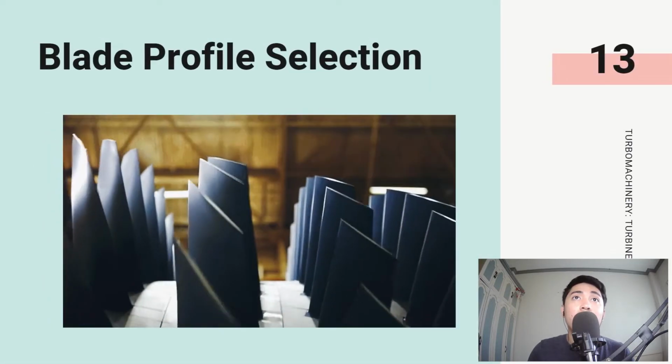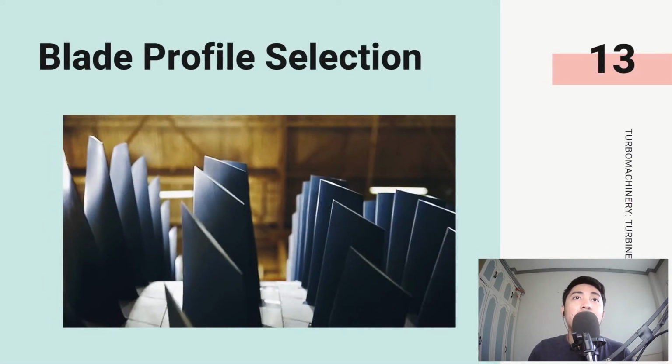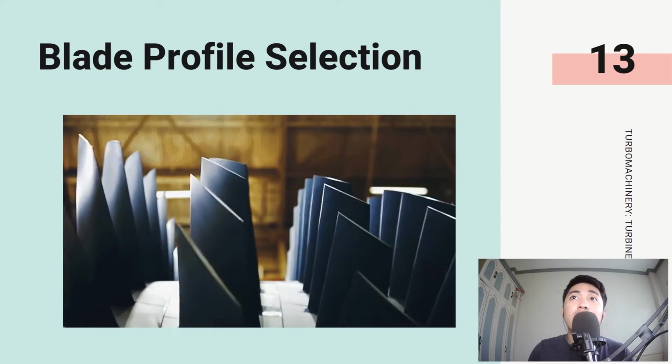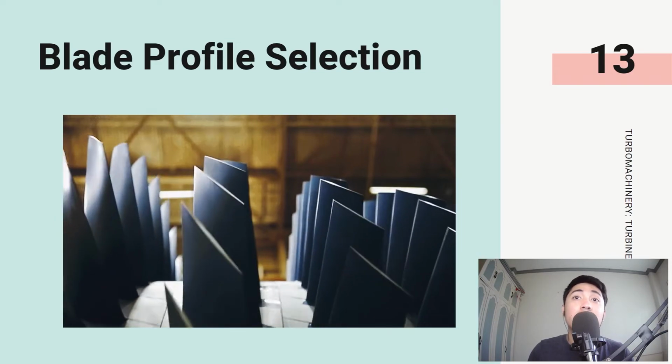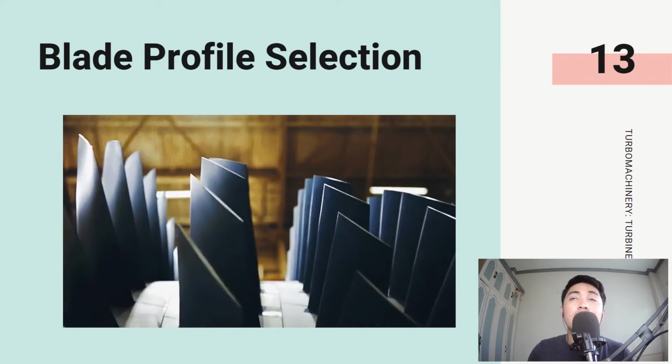Let's now move on to blade profile selection. Originally, airfoil sections were laid out manually using a set of circular arcs and straight lines according to various empirical rules based on experience of successful designs.